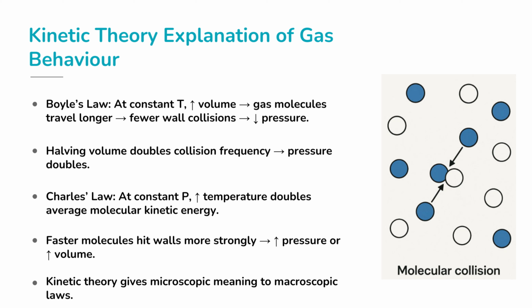Now, Charles's law. When you increase temperature, the kinetic energy of molecules rises. Double the absolute temperature, and molecules move twice as energetically. They hit the walls harder and more frequently, increasing pressure or volume. So, these gas laws are nothing but the visible outcomes of invisible molecular collisions.